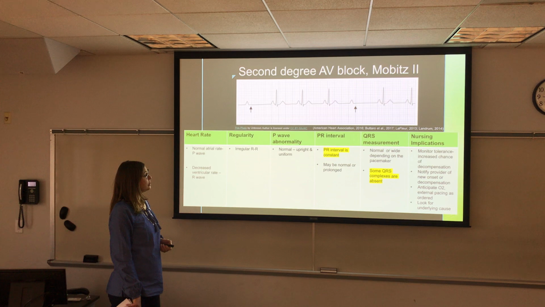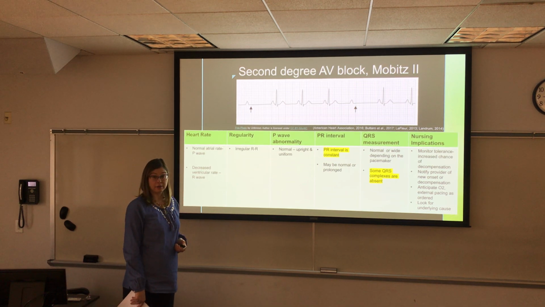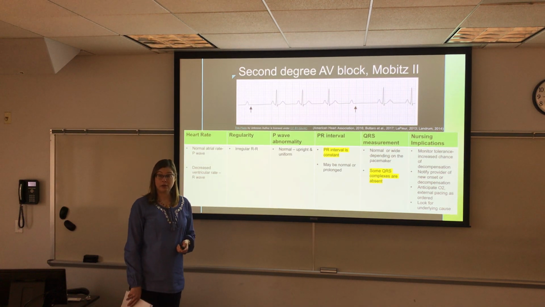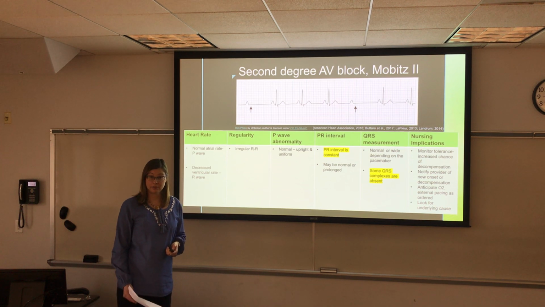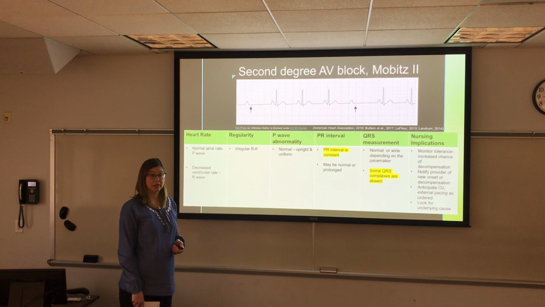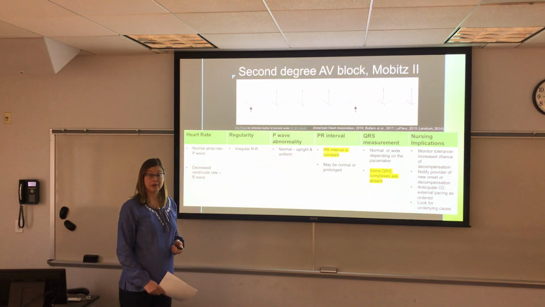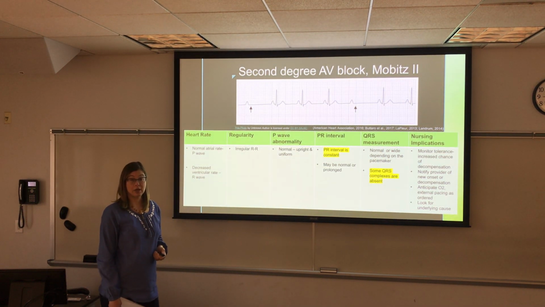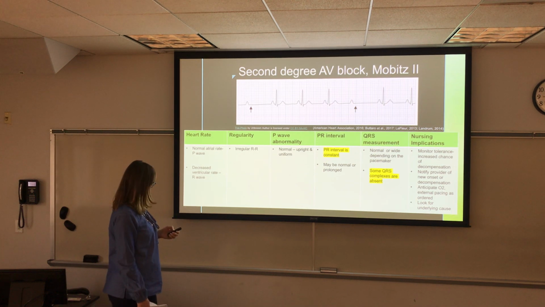So you would want to monitor the vital signs frequently, notify the provider, anticipate oxygen, external pacing, and look for underlying cause, but you would not want to use atropine necessarily in this rhythm, because it can actually lead to an increased atrial rate but a decreased ventricular rate, leading to more decompensation in your patient.